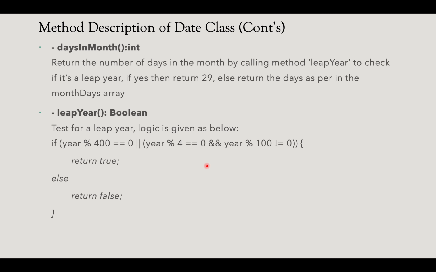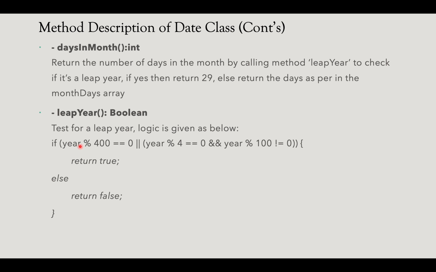Okay, so this is day in months. This method that we have set just now is going to return the number of days in the month by calling the method leap year to check whether it is a leap year or not. If it is a leap year, then it will return 29, else the day as per in the month day array.